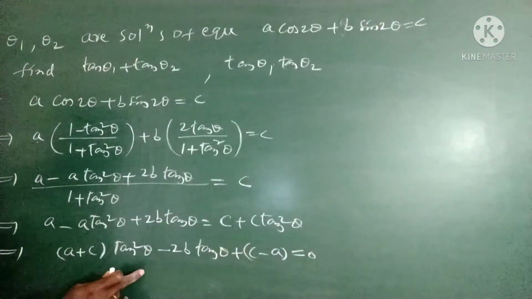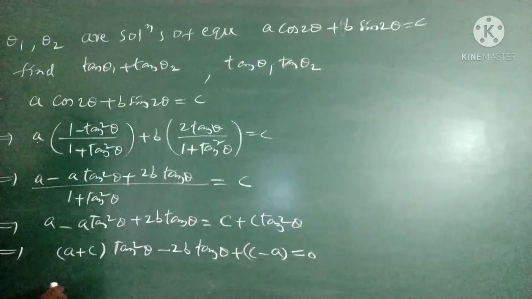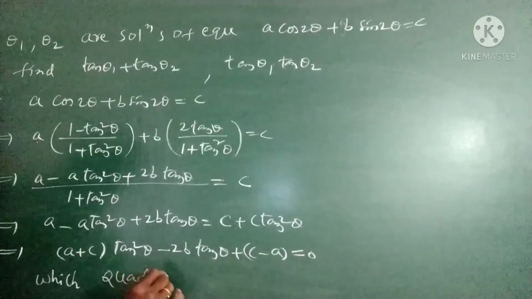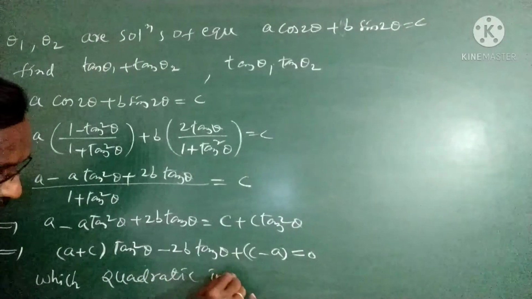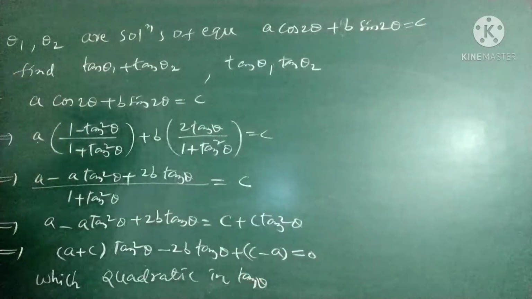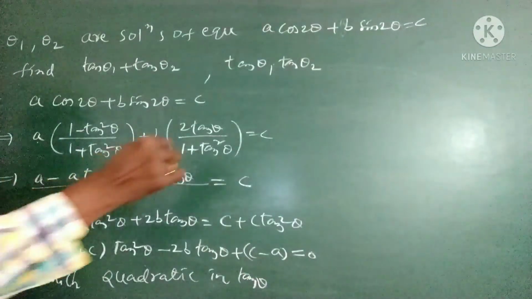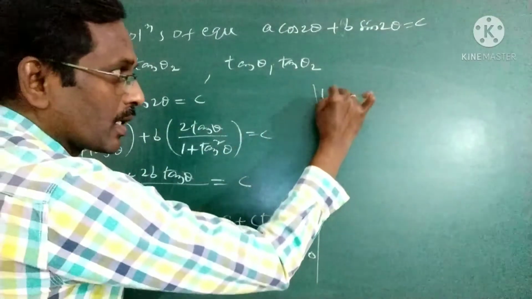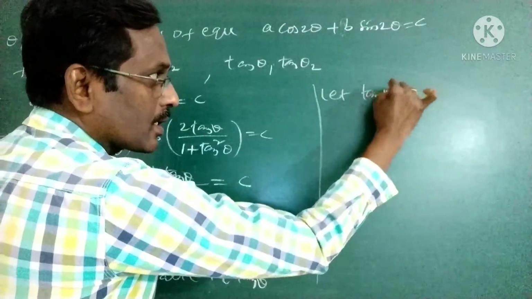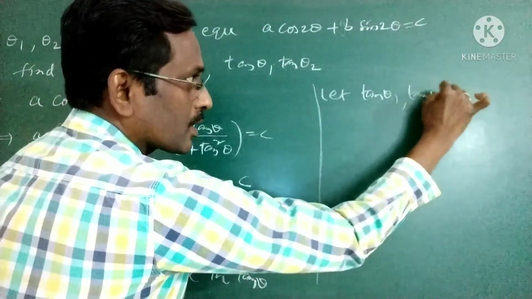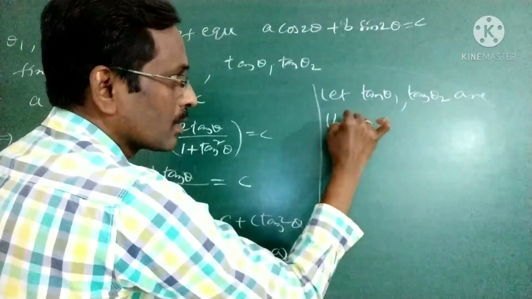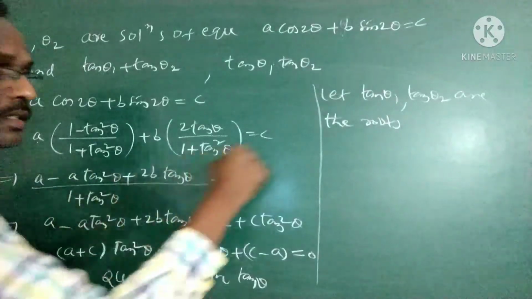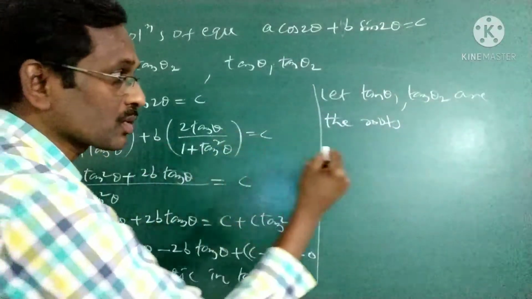So once again you can write the sum and product of the roots of this, which is a quadratic equation in tan theta. Now you can write the sum and product of the roots of this. Before that you can assume, let tan theta 1, tan theta 2 be the roots, because it is a quadratic in a tan function. So if it is, then you can write the sum and product of the roots of the equation.